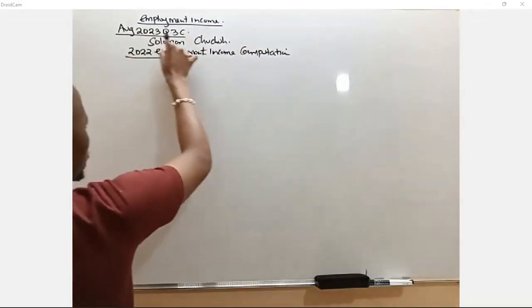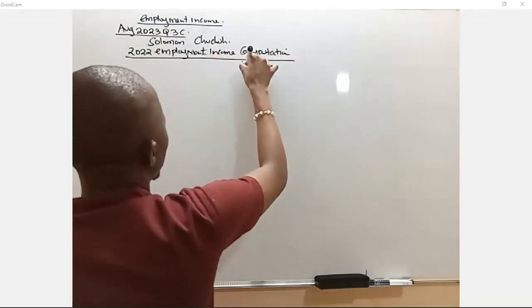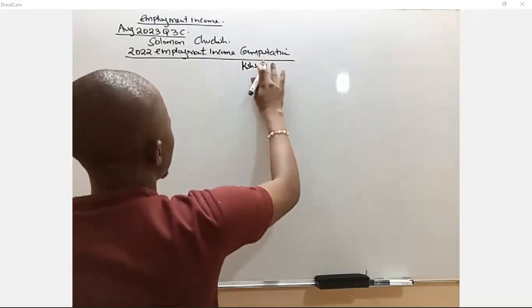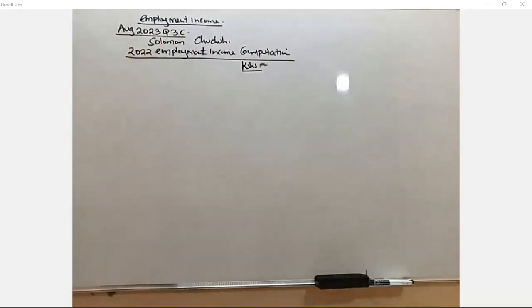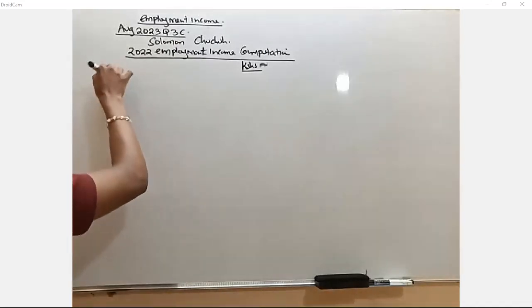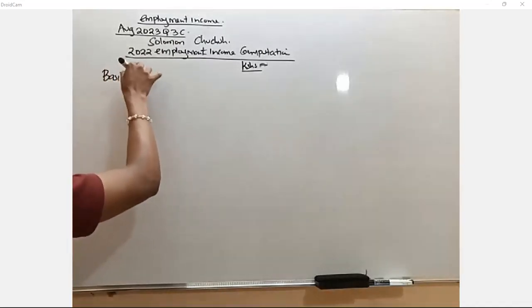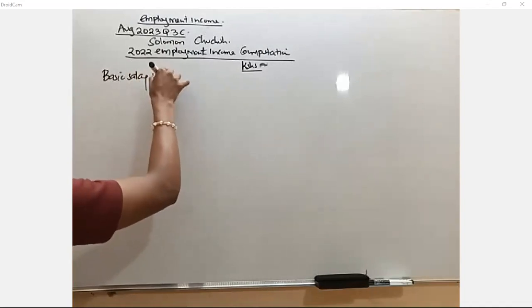Employment income computation. So give me the first column here. We're not reducing to thousands of shillings. It is not a big figure. So let us start with the first additional information we are being told, the basic salary. How much is the basic salary here? We are being told it is 120,000.